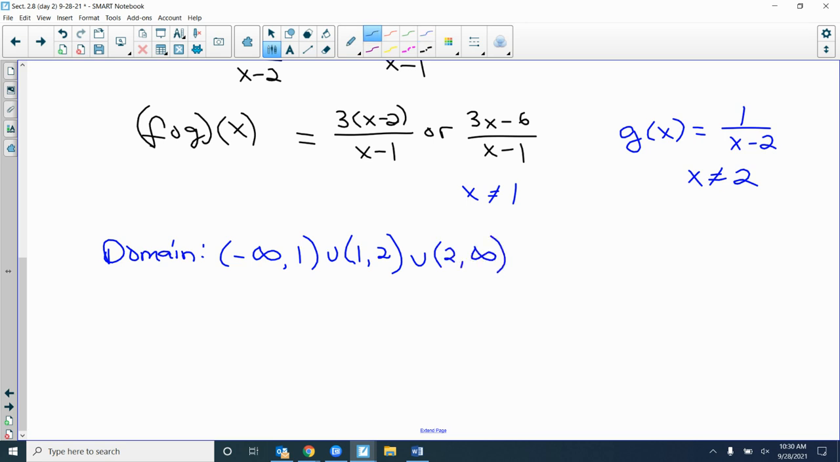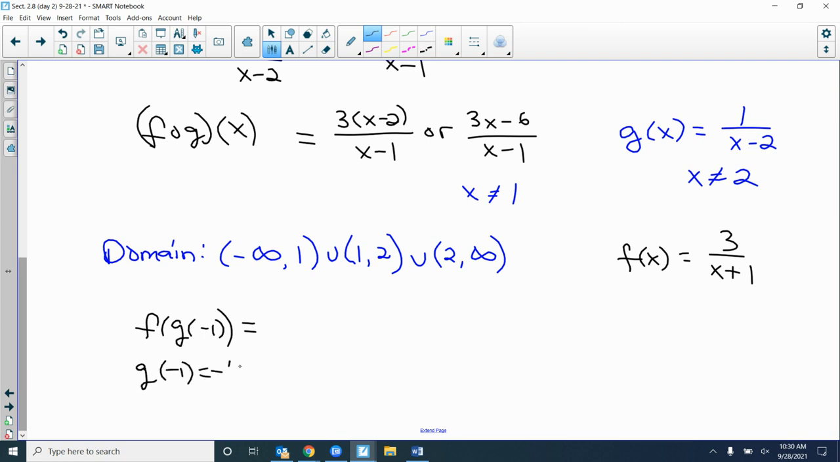Now, what was f of x, Katie? 3 over x plus 1. You only need to worry about the first one you're plugging into, which is g of x. You're going to think, all right, why can't it equal negative 1? Hopefully somebody thought of that. Well, look what happens. What is f of g of negative 1? Okay. What's g of negative 1? Can I plug that in? Do I get an answer? Negative 1/3, right? So now g of negative 1 is negative 1/3.